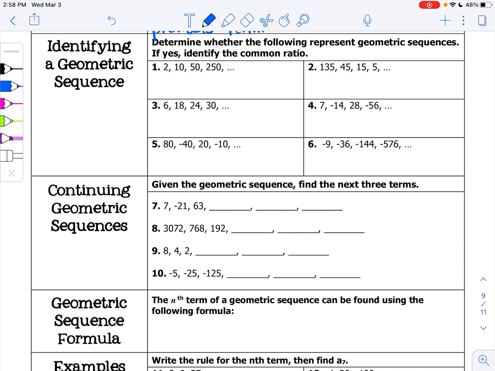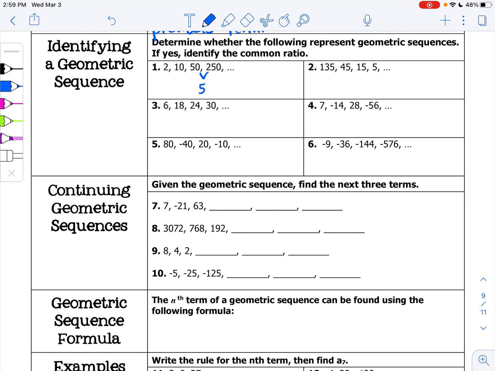So what we want to do on number 1 is take a look at the sequence 2, 10, 50, 250, and so on. We want to determine that common ratio, and if there is one, we know it's a geometric sequence. We're going to determine that common ratio by dividing each term by its previous term. So we're going to work backwards. So at the end, 250 divided by the previous term, which is 50, tells me that the common ratio is 5.